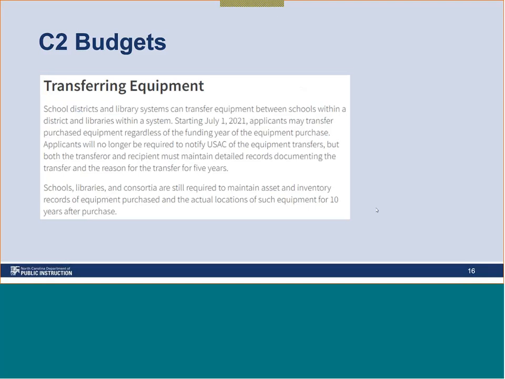You couldn't take any of the budget from your high school to help build the infrastructure of that other school. You could not transfer equipment back and forth. This equipment had to stay for 3 years. Beginning on July 1st, 2021, applicants may transfer purchased equipment regardless of the funding year of the equipment purchase. So that's big. That's why I read it verbatim.